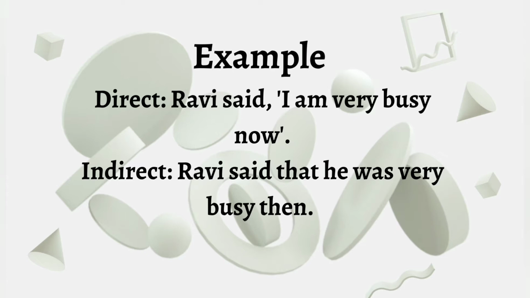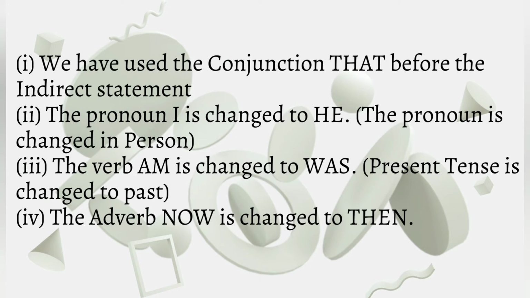It will be further noticed that in changing the above direct speech into indirect speech, certain changes have been made. Thus, we habitually use the conjunction that before the indirect speech. We do change the pronoun person. That is, the pronoun I is changed to he. We do change present tense to past tense. That is, the verb am is changed to was. We do change the adverb now to then.